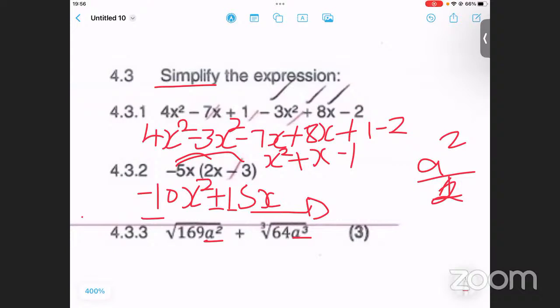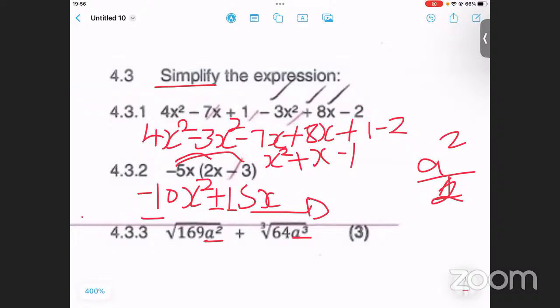So as you square root 169 a squared, because you're already square rooting, the 2 automatically cancels. And for the cube root of 64a to a power of 3, it also automatically cancels because you already have the 3 on the outside and the 3 on the inside. Perfect. Cool.